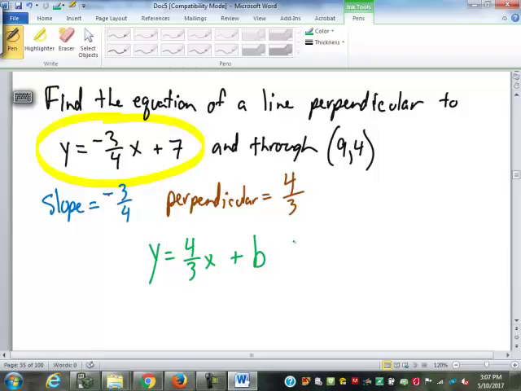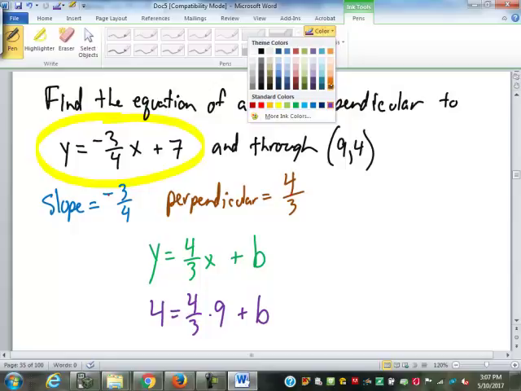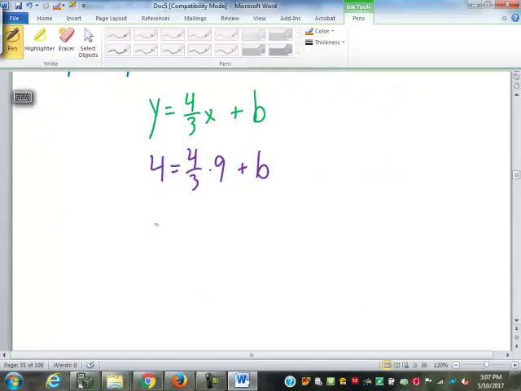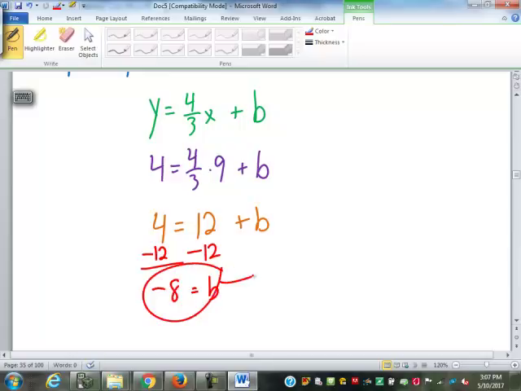y equals 4/3 x plus b. So, yep, 4 goes in for y, 9 in for x. Good. And then? 4/3 times 9 is 12. Good. And then? Subtract 12. Negative 8 equals b. Wonderful. So that comes up here to give us the equation y equals 4/3 x minus 8. Great job.